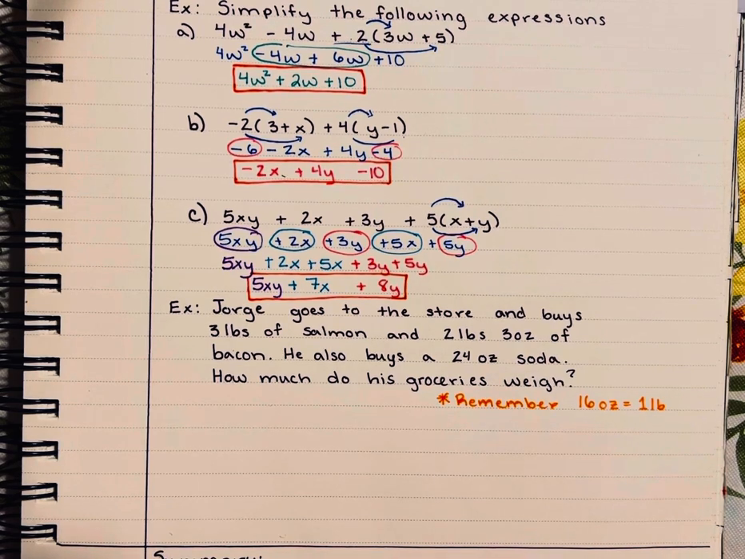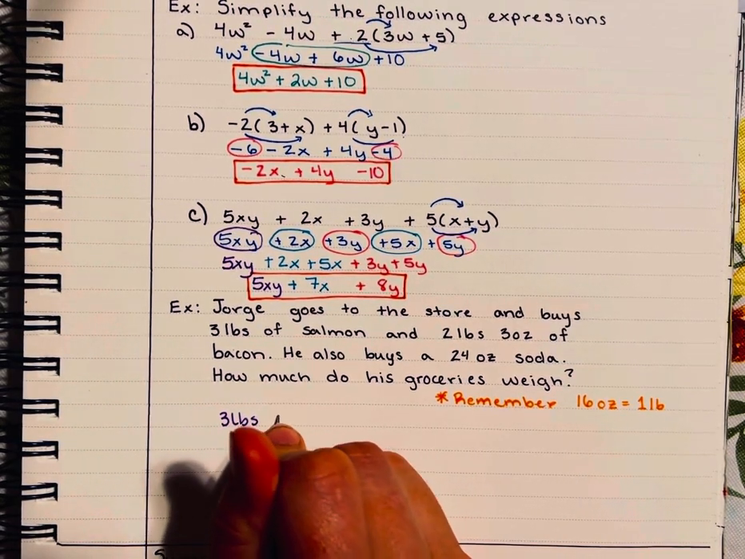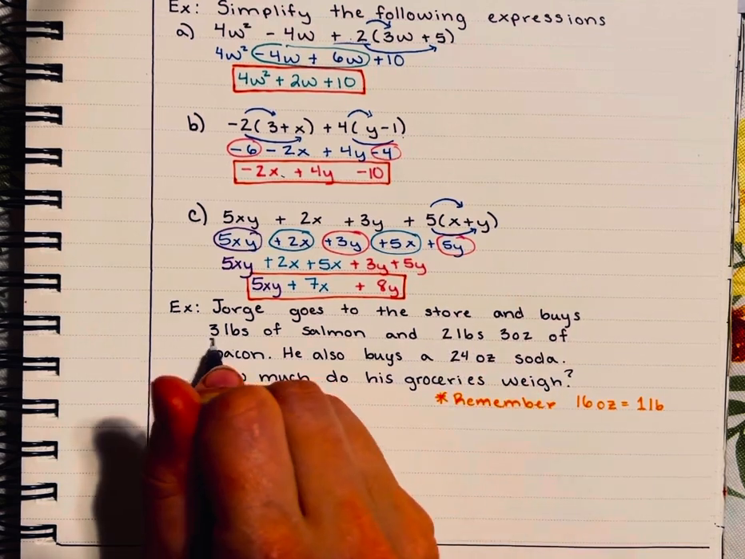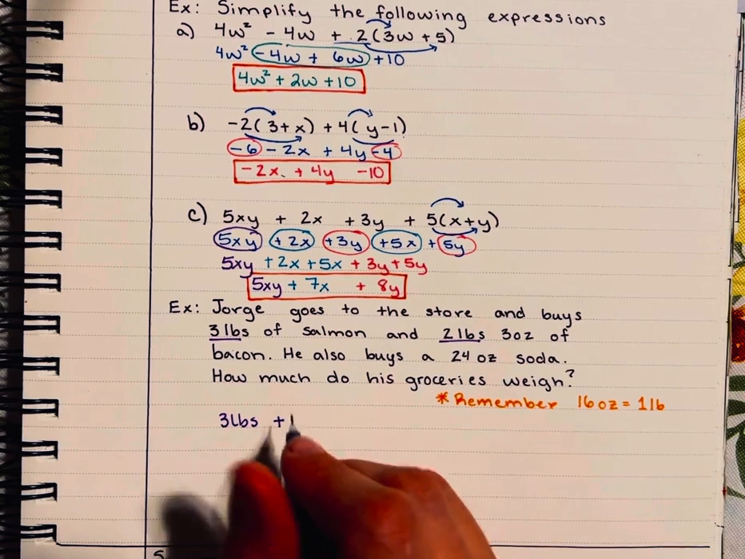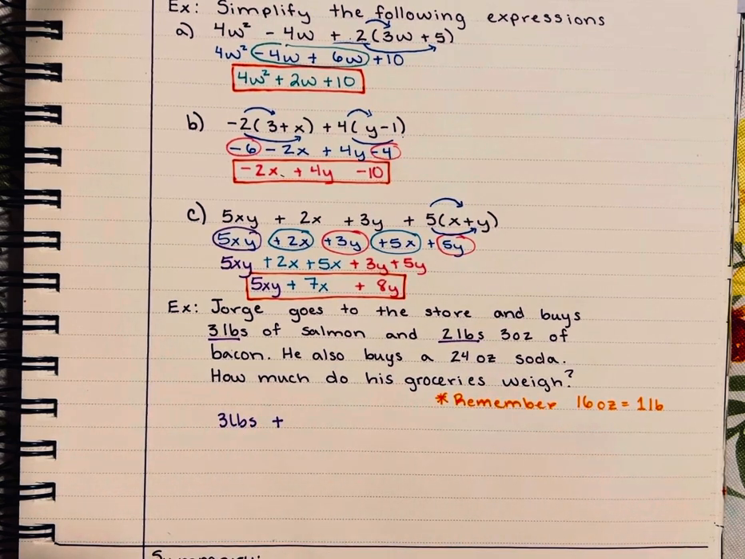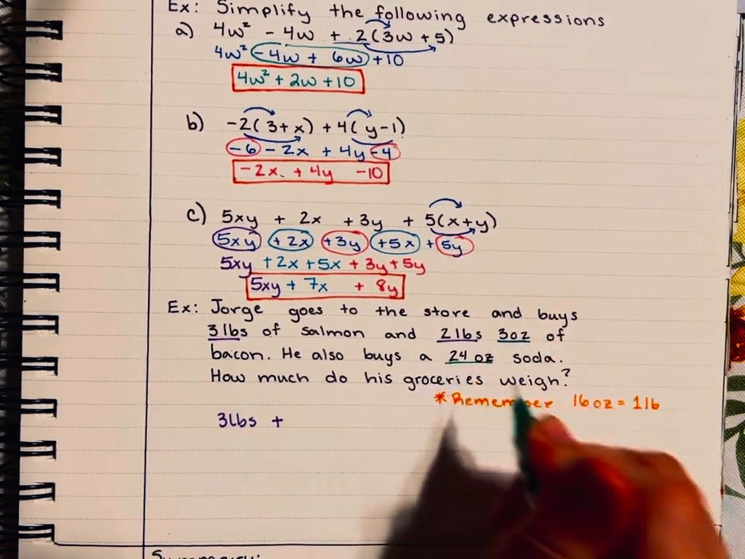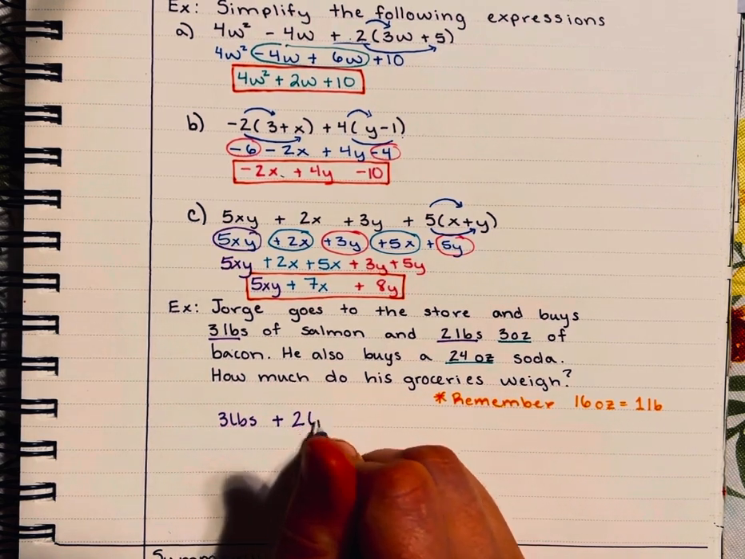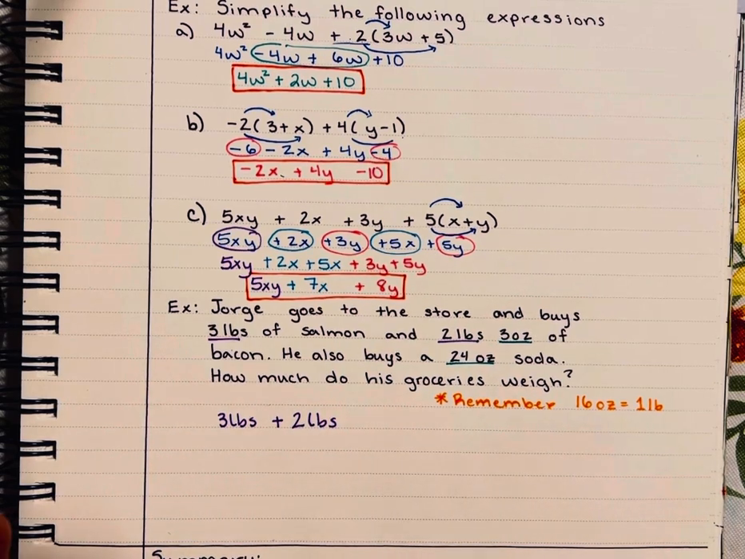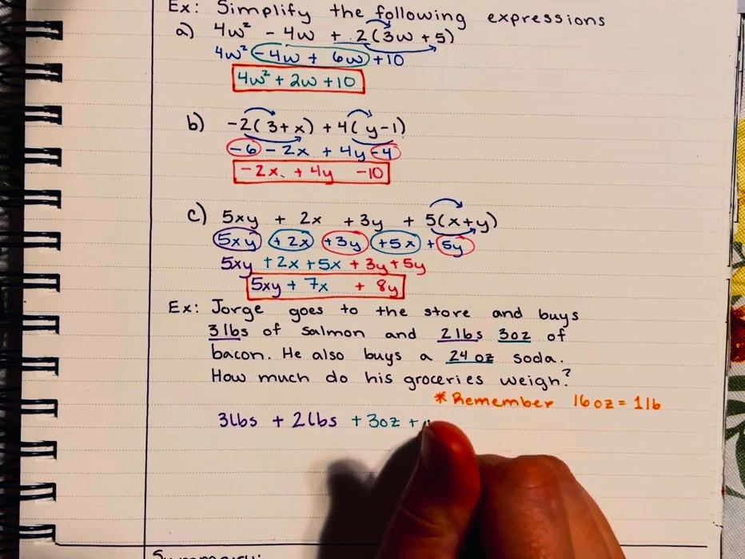So if I just start with combining my like terms, he has 3 pounds of salmon, and then he also has 2 pounds, sorry, can't read my own handwriting, 2 pounds and 3 ounces of bacon. But the ounces are different than the pounds. Those are different units, right? So 3 pounds plus 2 pounds plus 3 ounces plus 24 ounces.